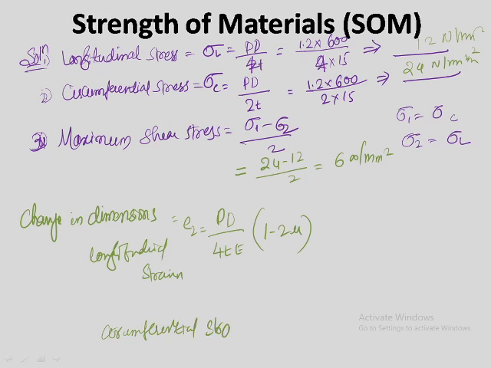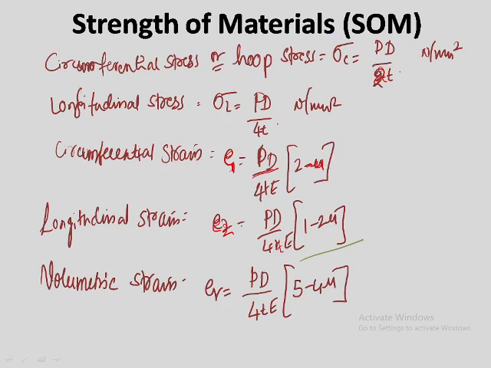Circumferential strain: e1 equals PD divided by 4tE, in bracket 2 minus mu. Check, right? Now you can easily substitute all values. Every value has been given here.